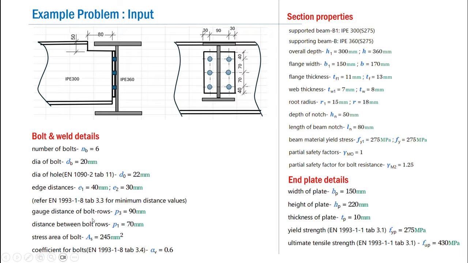Now coming to the gauge distance, P3 is taken as 90 mm. Gauge distance means the distance between the two vertical rows, that is 90 mm. And the distance between the bolt rows, P1, is 70 mm. So this is 70 mm.